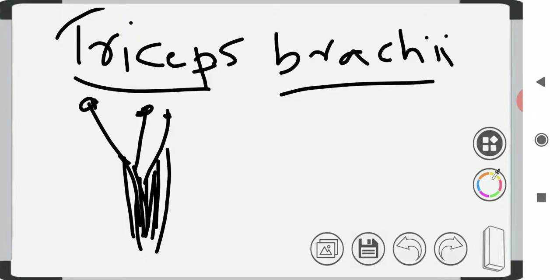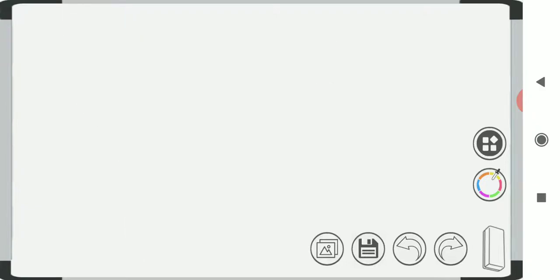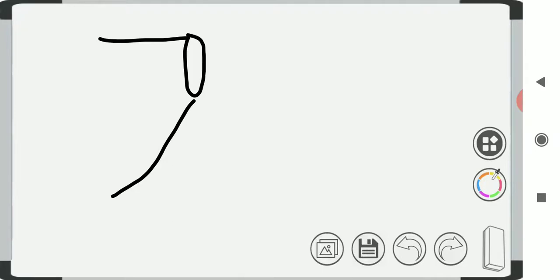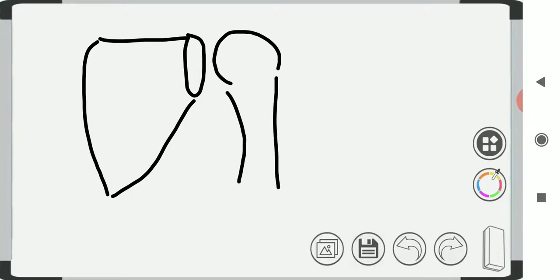Let us see one by one, with the help of a neat diagram. We just have to draw a scapular diagram. Okay, that's good enough. We just have to draw a humerus diagram. We just have to draw the olecranon process of ulna. So that much is enough.